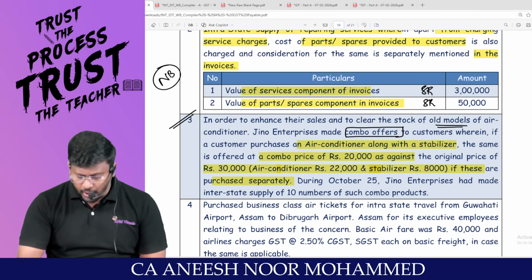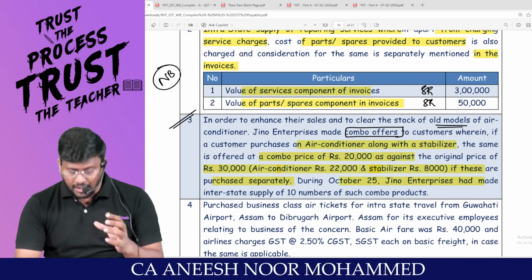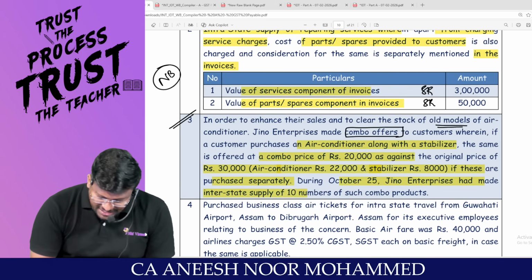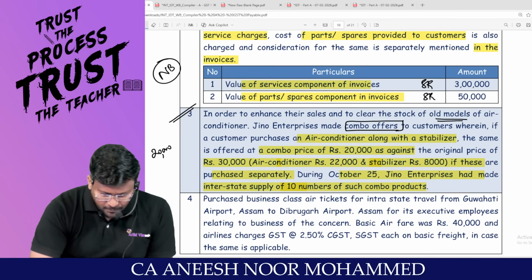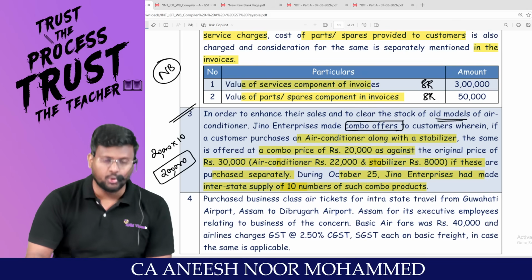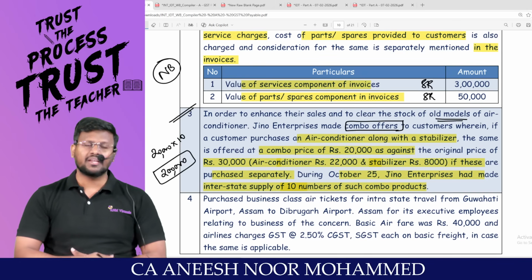If these are purchased separately. During October 25, GST Enterprises has made interstate supply of 10 such combo products. What is the value of supply? 20,000 into 10, 2 lakh. This is the value of supply. There is no doubt about it. But the only problem is at what rate this has to be taxed.